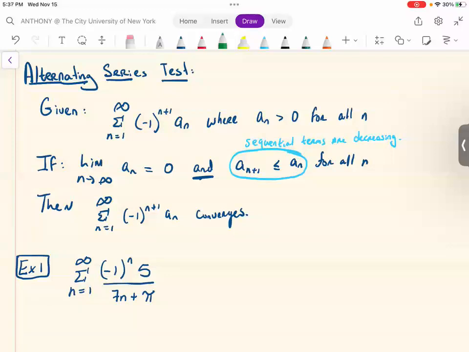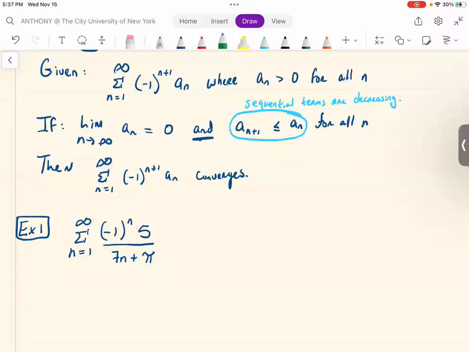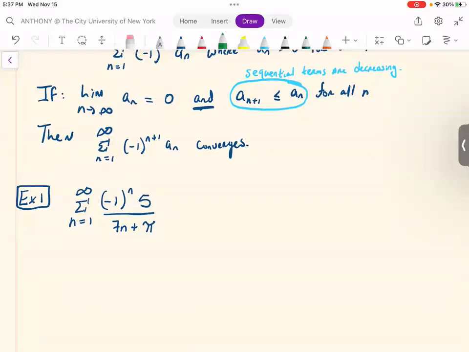All right. So here's our first example. We have the series from n equals 1 to infinity of -1 to the n times 5, all divided by 7n plus pi. So two things we have to check, right? We have to check the limit and the sequence terms. For the limit, it must be equal to 0. Well, let's see what happens.